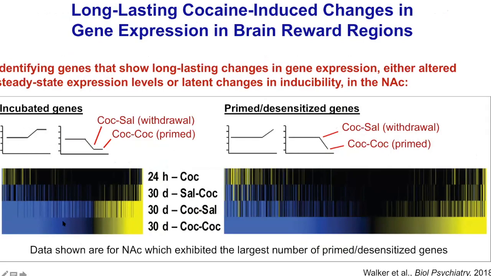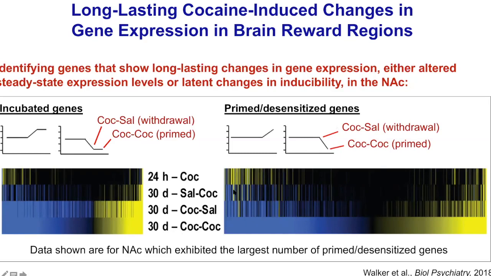For those of you who don't know heat maps, each vertical line is an individual RNA that is regulated uniquely at the 30-day time point, either in response to a saline exposure or in response to a cocaine exposure. One might call these withdrawal or incubated genes. One might call these primed or desensitized genes. And then in the panel to the right, we look at genes that are uniquely regulated only in response to that priming dose of cocaine.